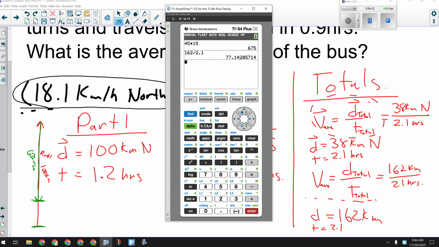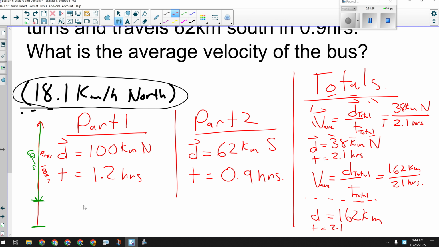Well, because when I'm talking about the speed, I'm talking about 162 kilometers. When I'm talking about the velocity, I'm talking about 38 kilometers in equal amounts of time. Displacement and velocity will always be smaller than, or rarely, equal to their scalar counterparts. Okay? Because scalar quantities don't care if you turn around.